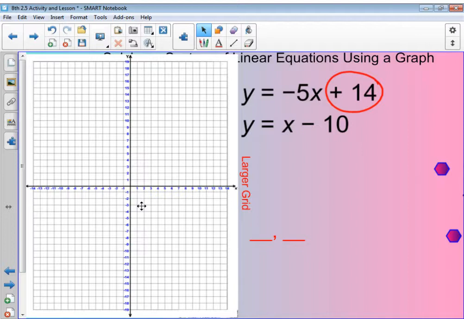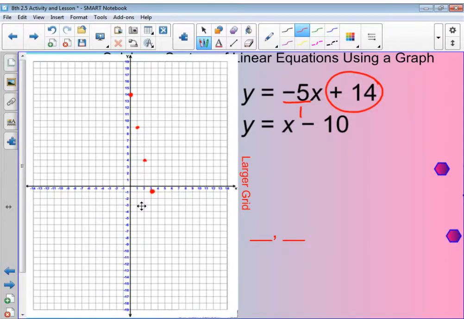Now when I graph this one out, I'm going to go to +14, put my dot, and then I'm going to follow the slope. It's -5, remember, over 1. So it's down 5 over 1. So down 5, 1, 2, 3, 4, 5, over 1. I'm going to do that a couple of times just to make sure my line gets straight. So down 5, over 1, and down 5, over 1.